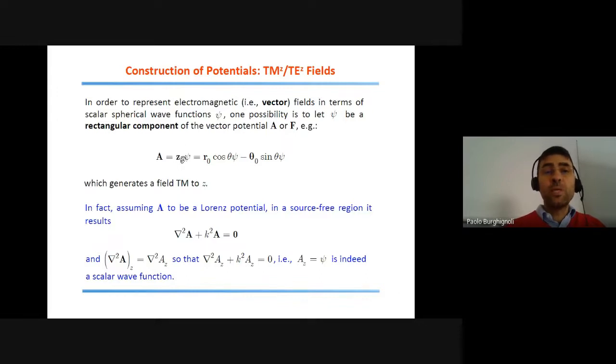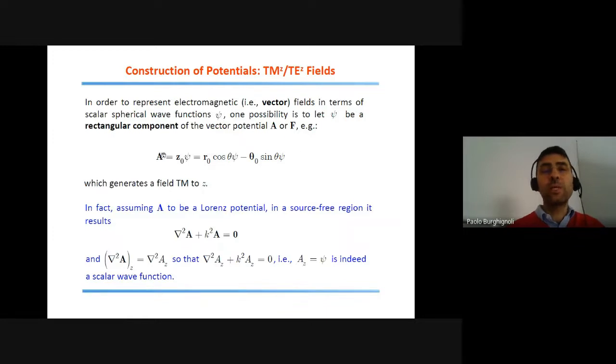Now, this would be a rather hybrid representation because we are employing a Cartesian unit vector together with a spherical wave function. So to be consistent, we should write the Cartesian unit vector of the z-axis in terms of the unit vectors in the spherical system. So if you do so, you will find that z0 can be written as r0 times the cosine of theta minus theta 0 times the sine of theta.